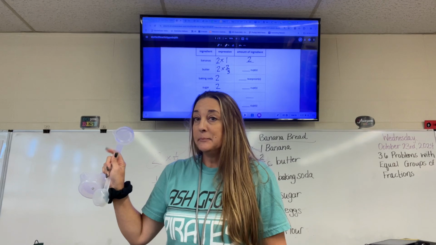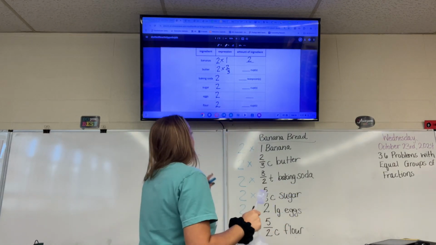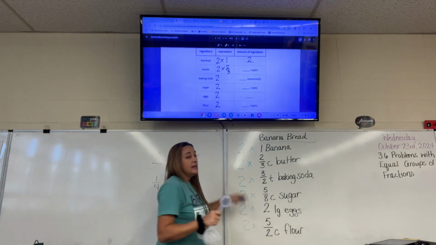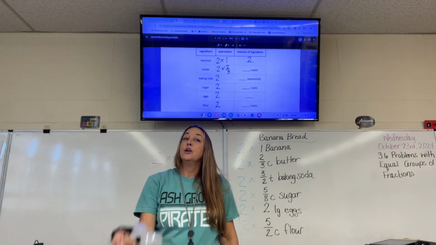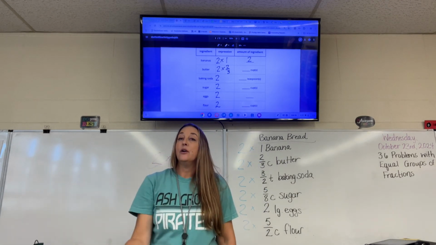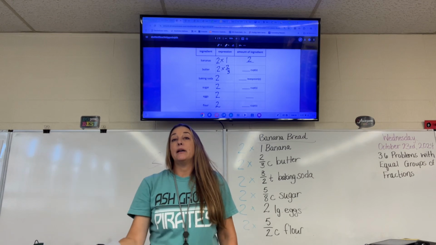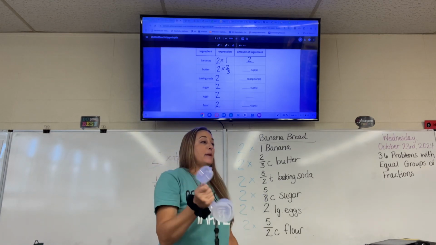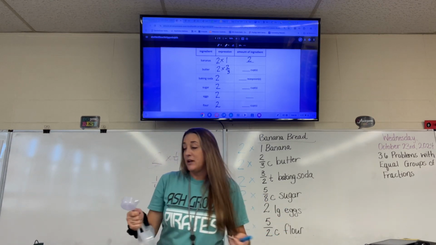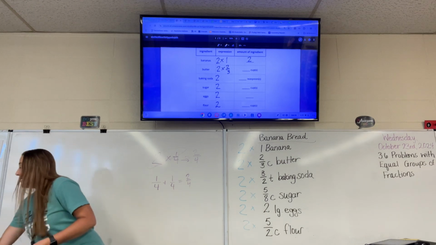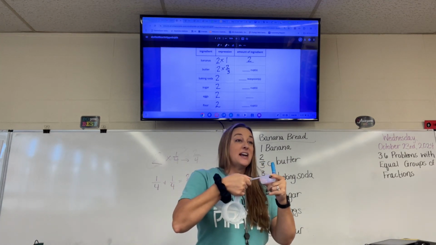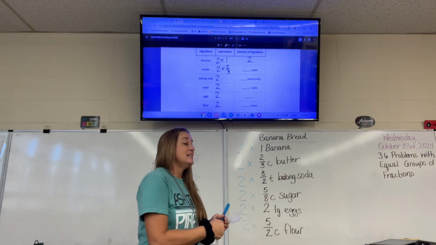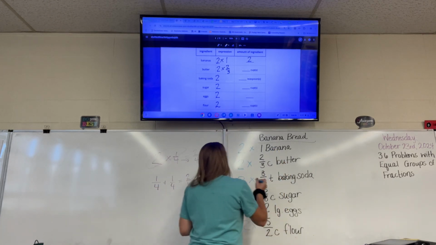cups, right? But if we're making 2 batches, then we have to go 1 scoop of butter, 2 scoops of butter, 3 scoops of butter, 4 scoops of butter. So it's 2 for each batch, 2/3. And the size of this cup did not change. It's a 1/3 size cup, so the denominator stays the same.